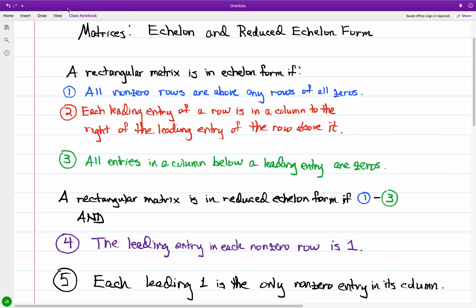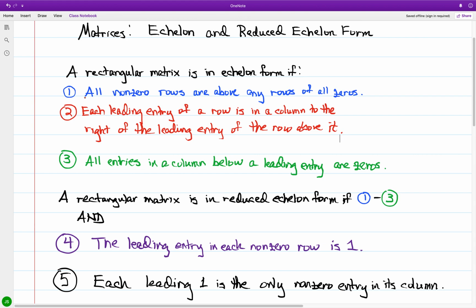And we have for echelon form, now we have for the first three items, a rectangular matrix is in echelon form if, first of all, all non-zero rows are above any rows of all zeros. Second, each leading entry of a row is in a column to the right of the leading entry of the row above it. And third, all entries in a column below a leading entry are zeros. Those will be the criteria for at least echelon form.